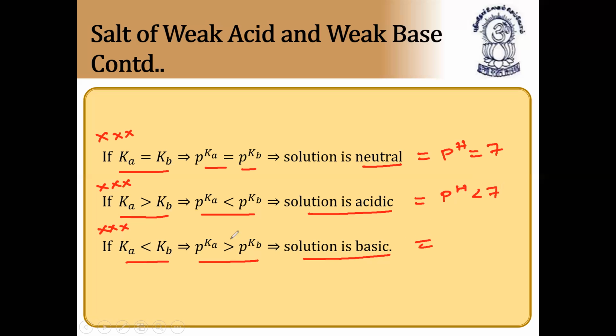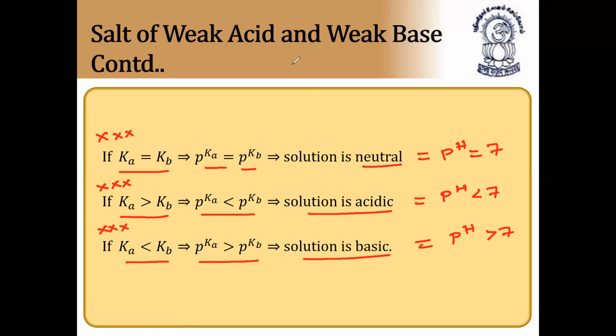And if Ka is less than Kb, then pKa is greater than pKb. So automatically the solution is basic. So it purely depends upon Ka and Kb. If Ka is greater than Kb, acidic solution. If Kb is greater than Ka, basic solution, and pH will be greater than 7. So in this case, we cannot say whether the solution will become acidic, neutral, or basic. It depends purely on the Ka and Kb values. So this point is very, very important.